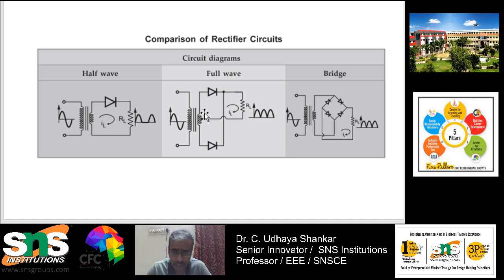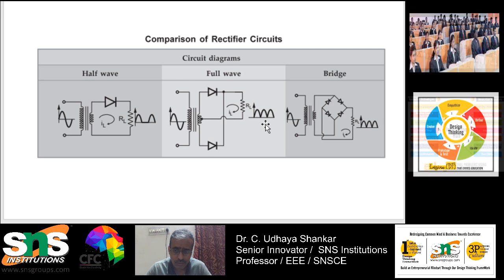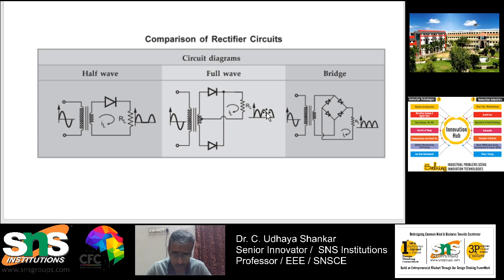Whereas during the negative cycle, the upper diode will be in reverse bias condition, whereas the lower diode will be in forward bias condition, because of which the flow of current will be in the same direction in the load resistance, and the negative will be converted to positive, and finally you will be getting the output in a similar way like this. When compared to half wave and full wave, the only difference is that the negative cycles are clipped in the half wave, whereas in case of full wave the negative cycles are converted to positive cycles.